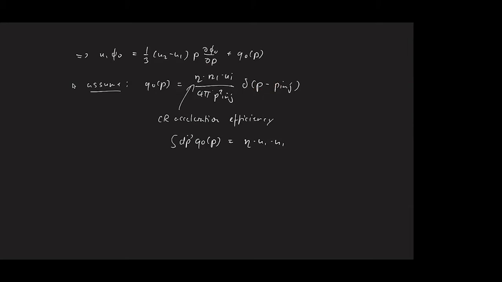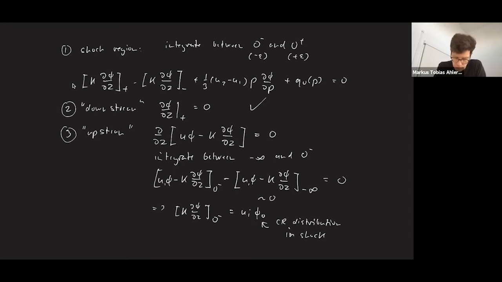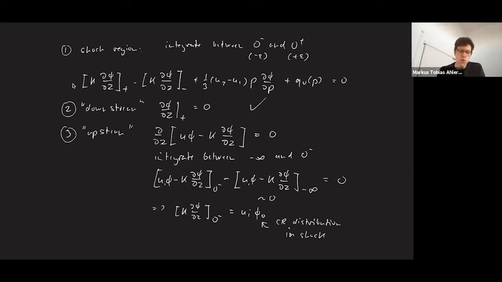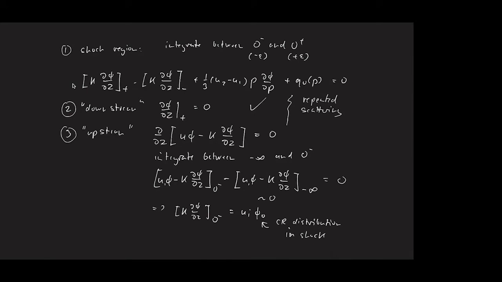May I ask a question? Yeah. In the previous part, it's not clear to me why in the downstream region we could take this derivative equal to 0. So in the downstream region, we basically assume that we have repeated scattering of particles. So this is basically the shocked region. And this will basically make sure that you have a smooth distribution. So we assume here that the gradient of this distribution is equal to 0. I see.